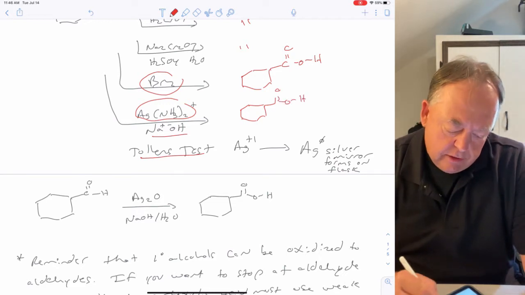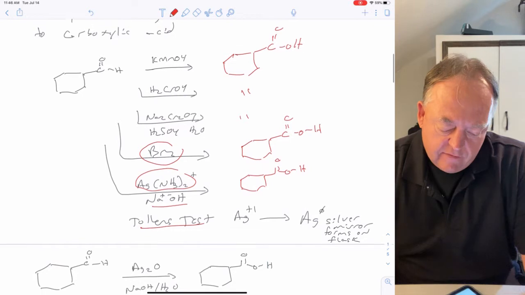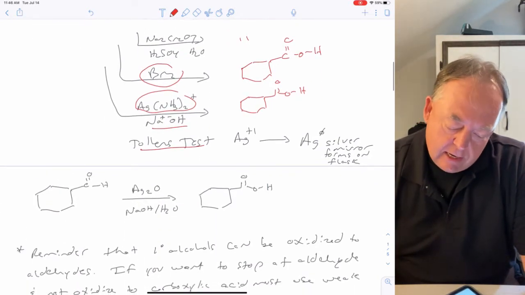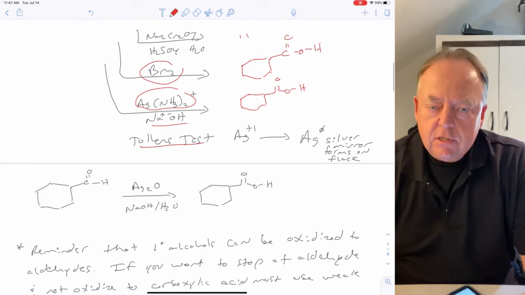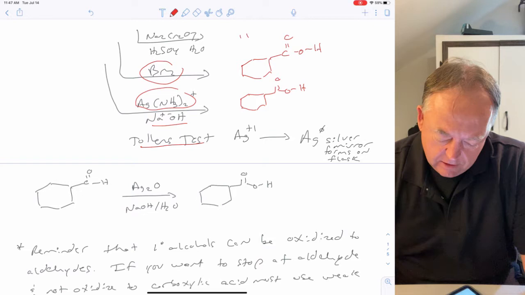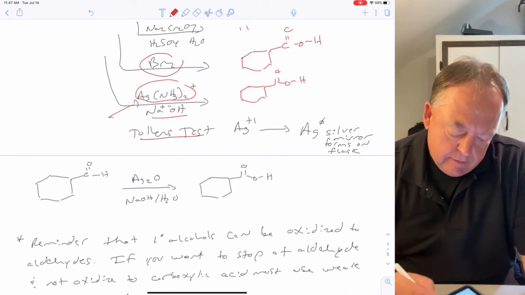This one used to be used, or it still is used, if you think you have an aldehyde. One way to test and see if you have an aldehyde without doing any spectroscopy at all, because with spectroscopy you need a really expensive instrument to do that. Here you just need some pretty cheap chemicals.